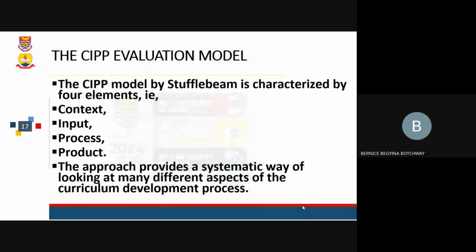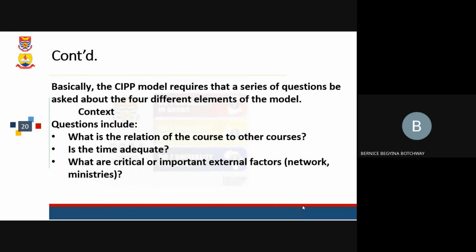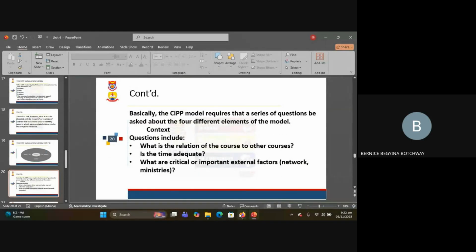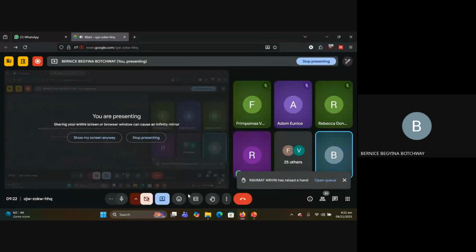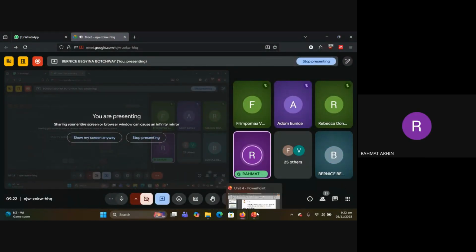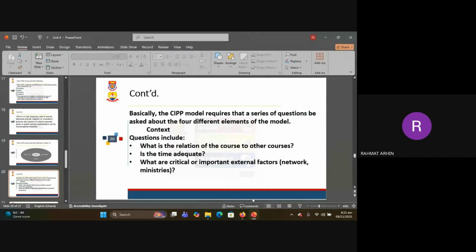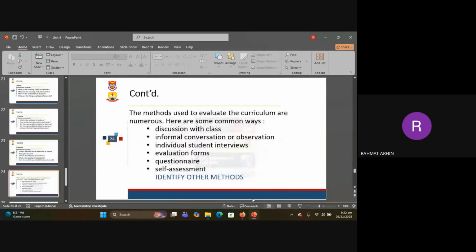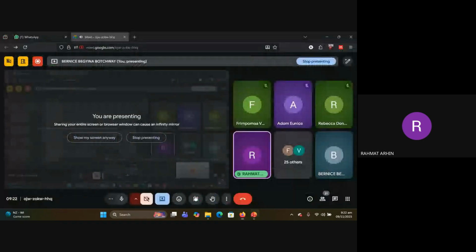Is someone's hand up? Yes, madam, that side. Yes, please. So, madam, please, can we say that Scriven's model is an improvement of Tyler's own?